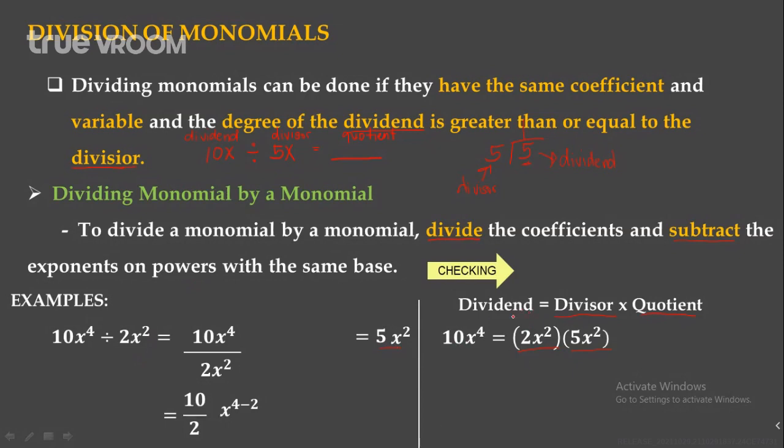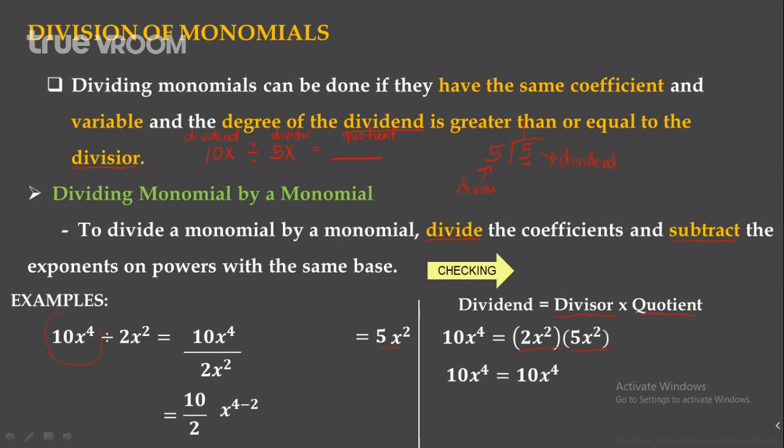So let's see if your answer is equal to your dividend, which is 10x raised to the fourth power. You will use your knowledge yesterday about multiplication. 2 times 5, 10. Okay? 10, and then x squared times x squared is x raised to 4. So therefore, they are equal, meaning your answer or your quotient is correct.